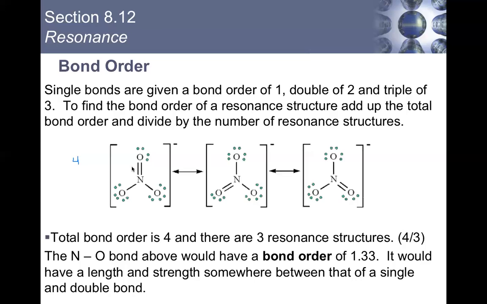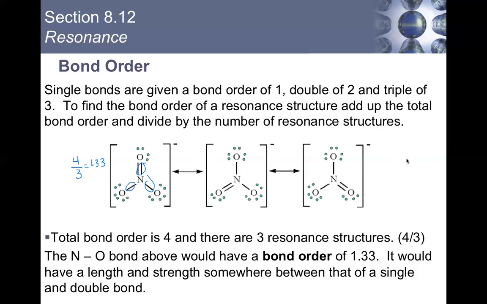And those 4 bonds are located in how many different locations? 3. So we say the total number is 4 over 3 different locations, and 4 divided by 3 is 1.33. So this isn't really a 2. This isn't really a 1. All of them are actually 1.33s.